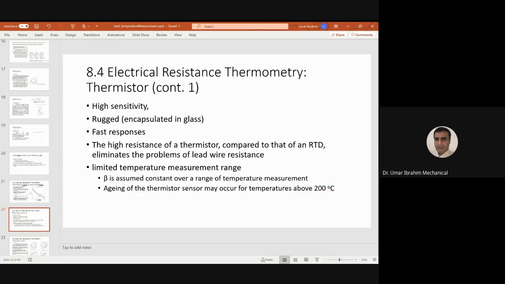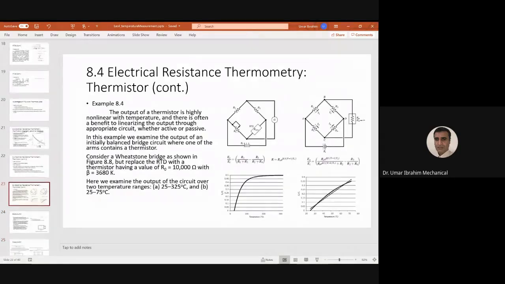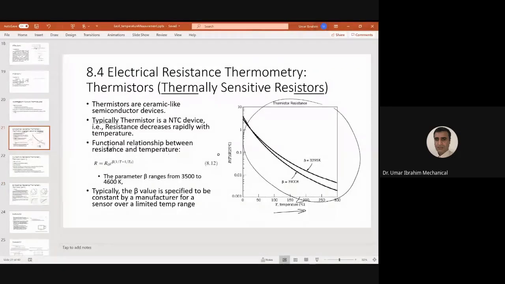Wakas, did I answer your question? Yes sir, okay. So let's move next. Electrical resistance thermometry. Let's do example 8.4. The output of a thermistor is highly nonlinear. That's because of this curve, the calibration curve. As you can see, the calibration curve of the RTD is nonlinear.